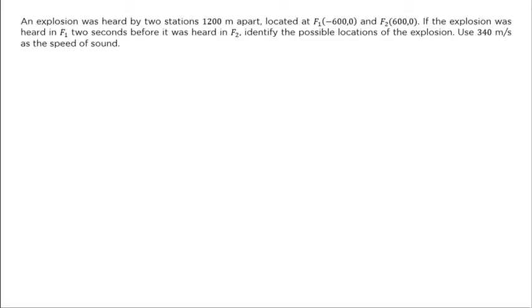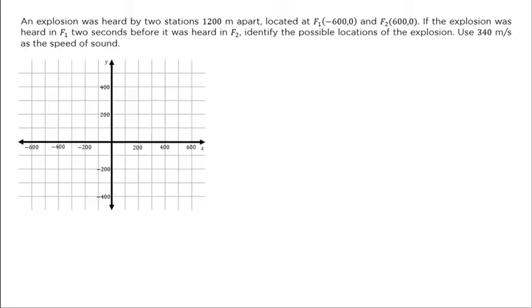Okay, so we have here an explosion that was heard by two stations 1,200 meters apart, located at F sub 1 (negative 600, 0) and F sub 2 (600, 0). Therefore, our station 1 is F sub 1 and station 2 is F sub 2. Now, for us to better understand this problem, let's try to plot the points on the Cartesian plane. Suppose this is our xy plane. F sub 1 is (negative 600, 0) and F sub 2 is (600, 0).